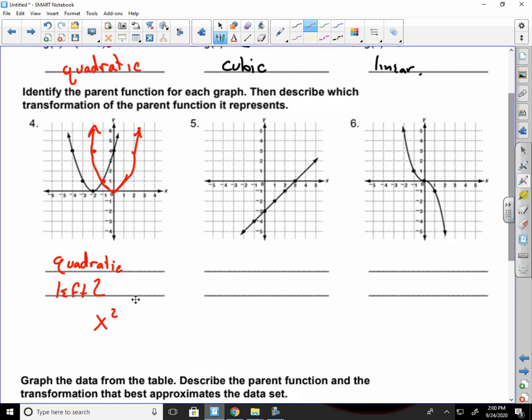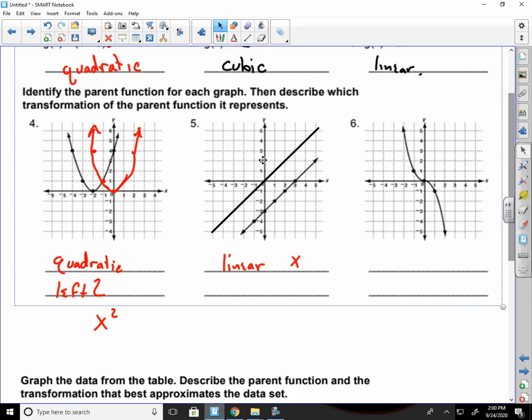Number 5 is linear. So whenever we have a linear function, it makes a straight line. Who would have guessed? A parent function of a linear function is just x, which would be a straight line that goes through the point 0, 0, and goes up 1 to the right 1 each time. So how has this changed? It looks like it has been moved down 3.